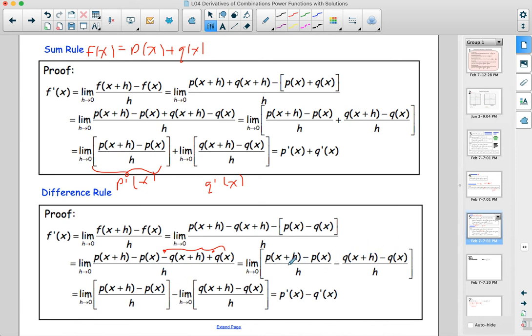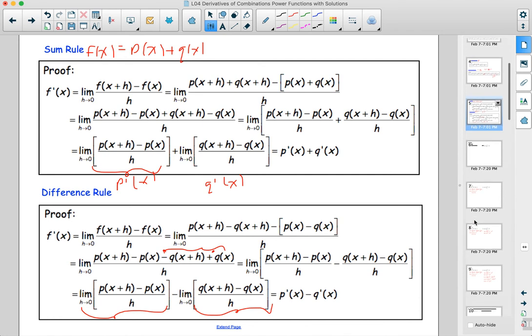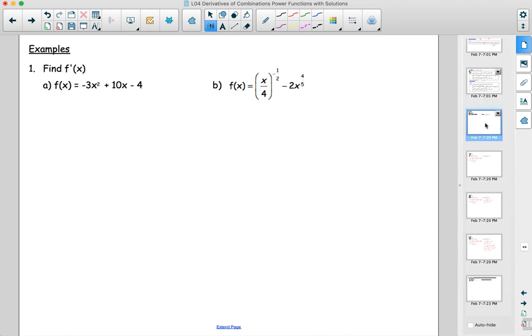And now this is the difference. The limit of a difference becomes the difference of two limits. I now have P prime here, and I have Q prime there. So those are the proofs of those. And now we'll apply them.